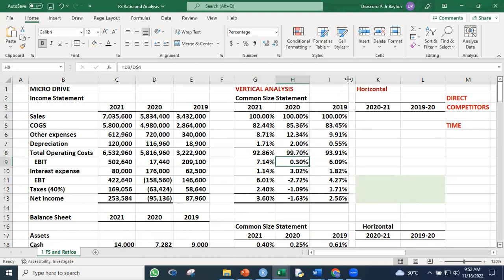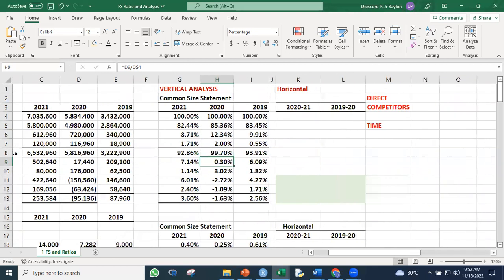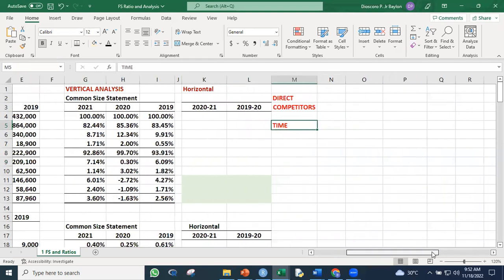Okay, so what are we doing here? When we analyze financial statements, we do not say that the company is performing well or good just based on one piece of information. We have to look at it from a holistic perspective. That's why when we assess whether the company is performing well, we benchmark it against two things. Number one, we benchmark against direct competitors. Number two, we benchmark against time. So let me give you an example.